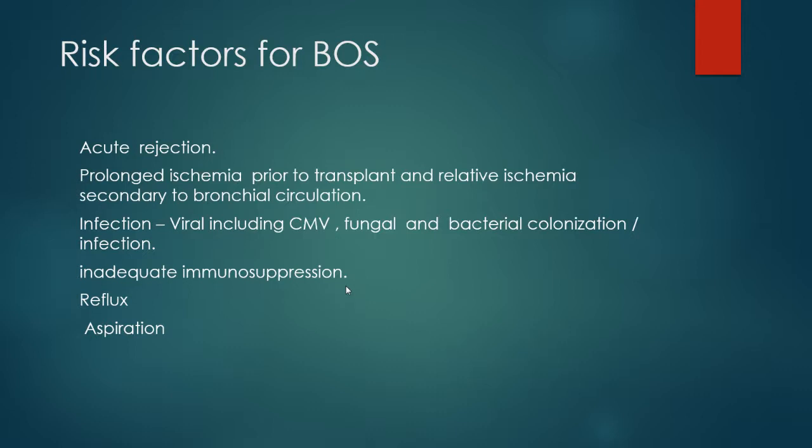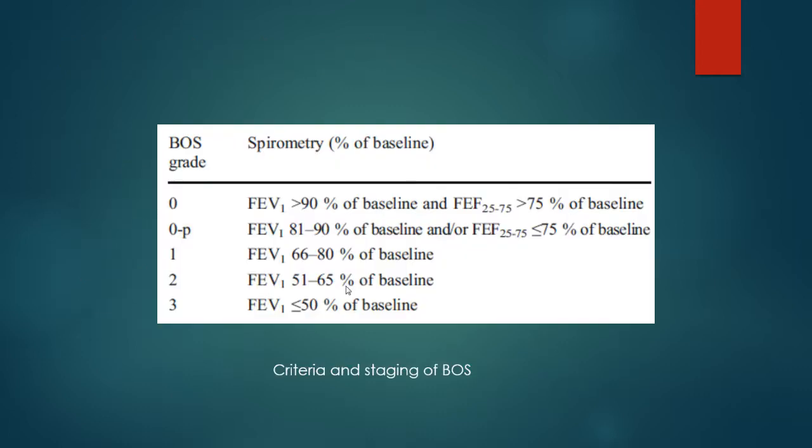Inadequate immunosuppression, especially patients who have compliance issues, and patients who have problems with reflux, aspiration and microaspiration. They are all risk factors for the development of bronchiolitis obliterans in lung transplant patients. This is kind of like a table just showing the different grades of BOS depending on the FEV1 baseline. Eventually, everybody progresses over time.